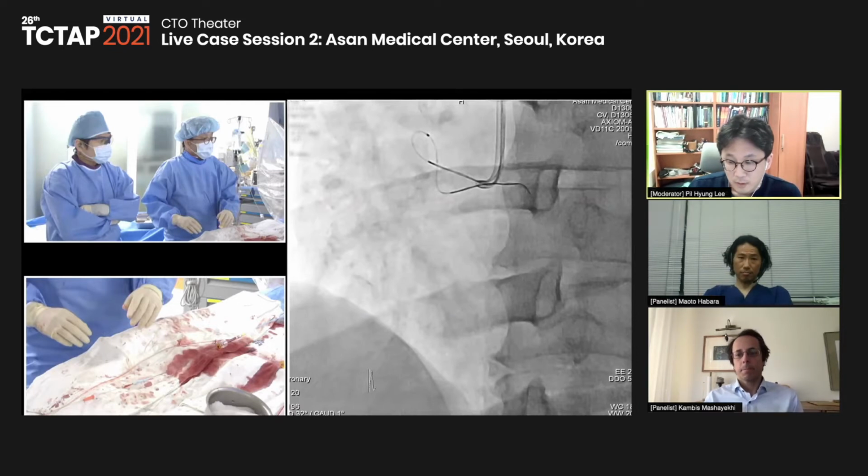And the CTO entry is blunt for this case. There are some retrograde channels, including epicardial and septal. So for this case, what kind of strategy could we use? I just have some questions for Kambis.